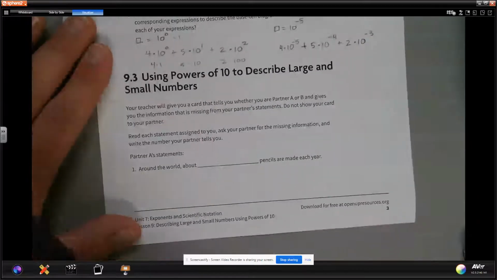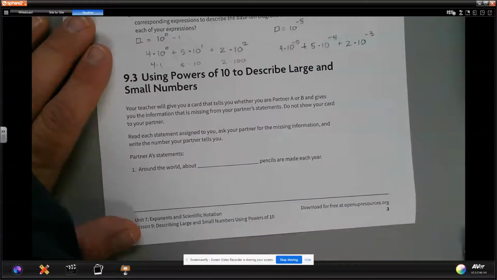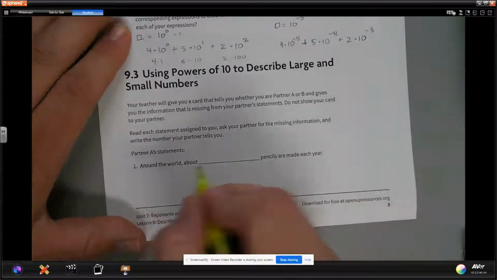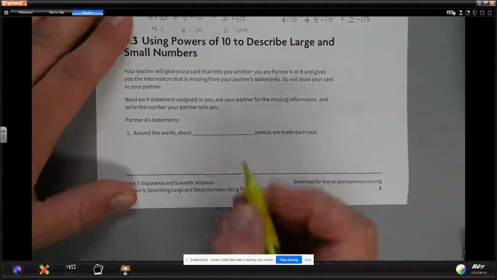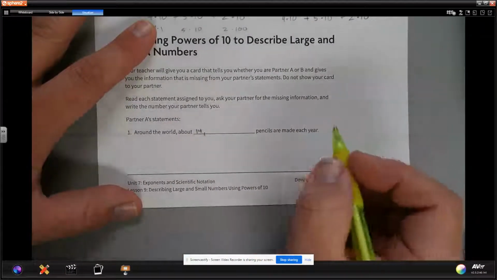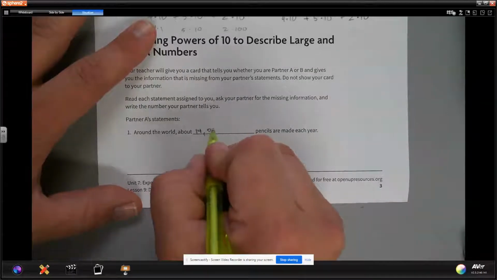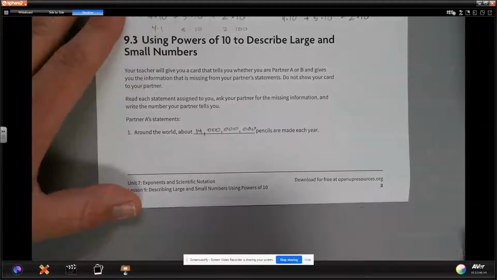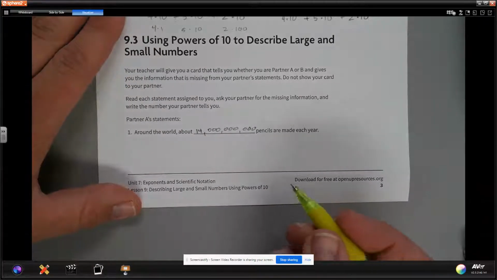So what we're going to be looking at here is something that I'm sorry we won't be able to use, but it would be kind of fun. Just a couple of pieces around here. First thing, around the world, how many pencils do you think there are? There's about 14 billion pencils that are made every single year.